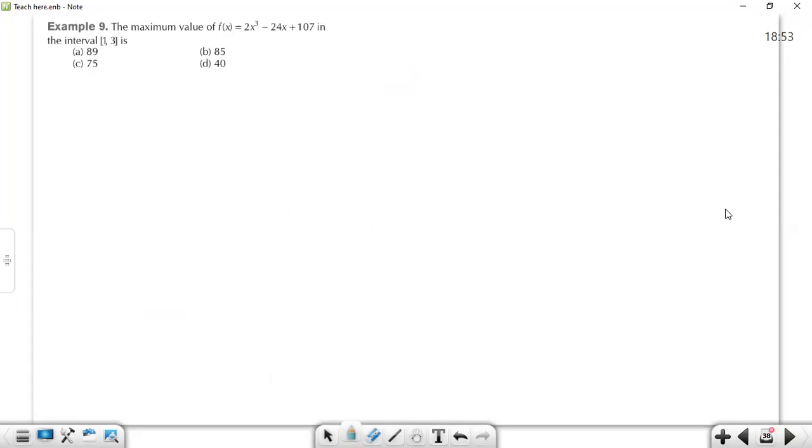Example number 9. Example number 8 is here, 9 is back. Okay, so let's solve this 9 only. The maximum value of f of x, the function, is given in the interval. So let's simply do one thing.